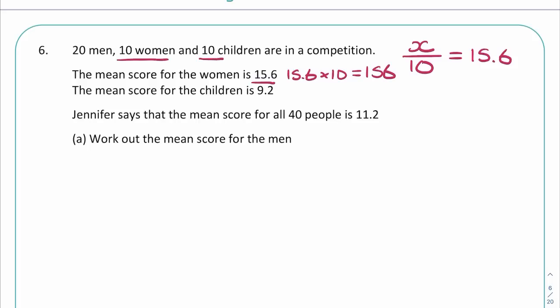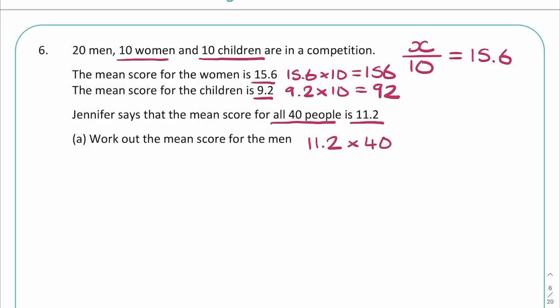For the children, there are 10 children and the mean is 9.2. So 9.2 times 10 would be 92, and that would be the total for the children. The mean score for all 40 people is 11.2. So we can do that again as well. We can do 11.2, the mean, multiplied by the 40 people.